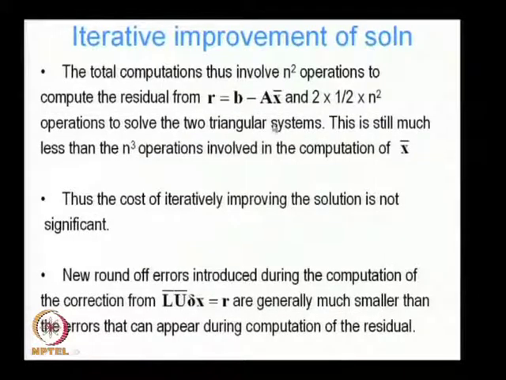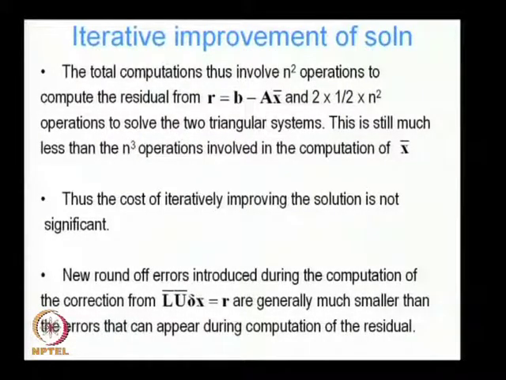So, the operations required to improve the solution are of the order of n square, but recall what was the total expense in the Gaussian elimination? That was of the order of n cube. So, the cost of the computation, the number of operations, and hence the cost of the computations involved in improving the solution is a small fraction of the total cost obtained in getting the solution, which is of the order of n cube. Thus, the cost of iteratively improving the solution is not significant.